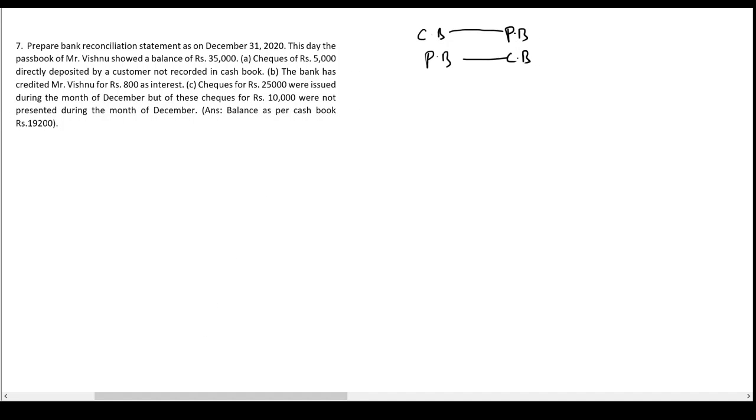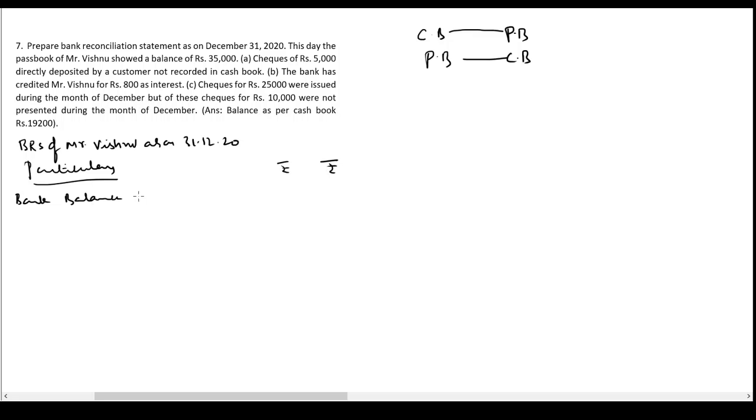So what we have to do is start preparing the bank reconciliation statement, BRS, of Mr. Vishnu as on 31st December 20. Particulars, rupees and rupees. Bank balance as per passbook is rupees 35,000. Now we will have some add items and some less items to arrive at the cash book balance.